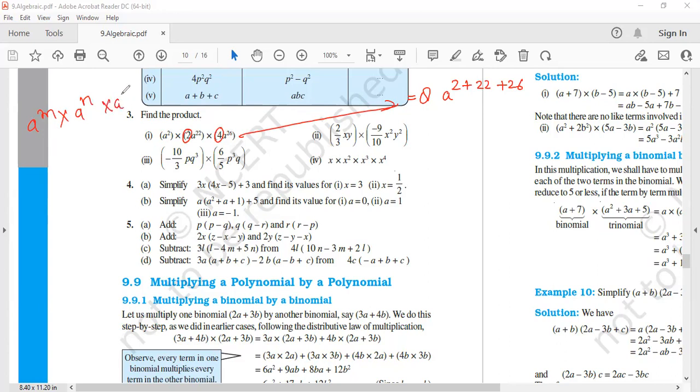Because you know that if the base is the same, then the powers will be added: a raised to power m, n, and o. Suppose o is there, so a raised to power m plus n plus o, because three things are written there, but the base will be the same, so the powers will simply be added. So 8 a raised to power 50 is the correct answer for the first part. Okay.